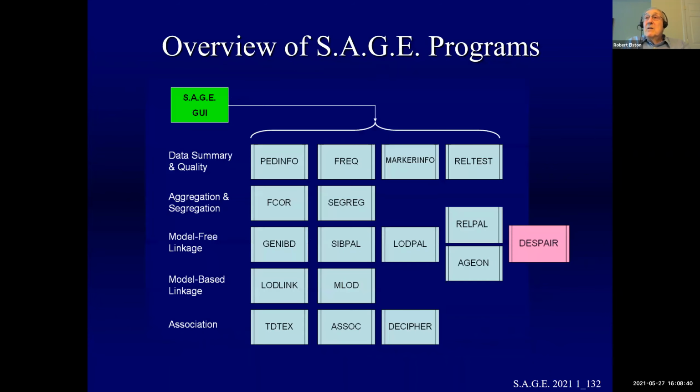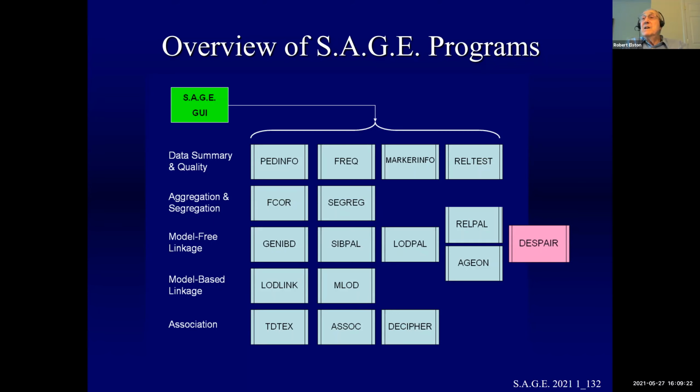Okay, let me see. Oh, here's an overview of the S.A.G.E programs, and it's particularly the S.A.G.E GUI, graphical user interface. You'll see the top 4 programs are data summary and quality. The next 2 programs are for aggregation and segregation. Next set of programs are model-free linkage. And then there's the 2 for model-based linkage. And then there's the association programs.